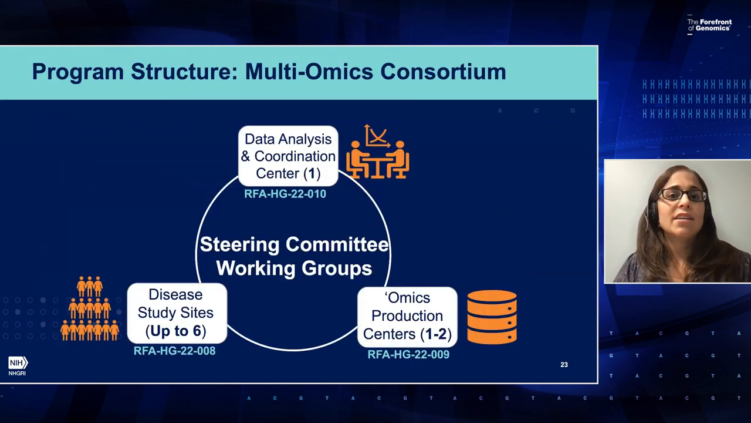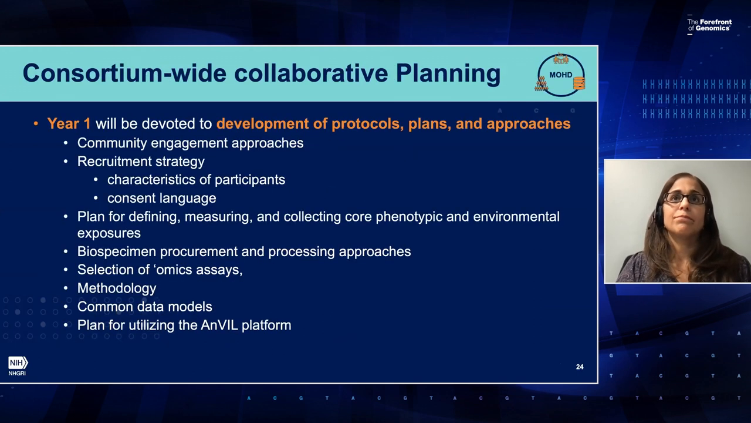Okay, so hopefully that has given you a good overview of each component. And so now I will briefly talk about consortium-wide activities. In order for the goals of this program to be achieved, we require a high degree of coordination and collaboration. And so for this reason, the consortium will devote its first year to developing network-wide protocols, some listed here for the key aspects of the work.